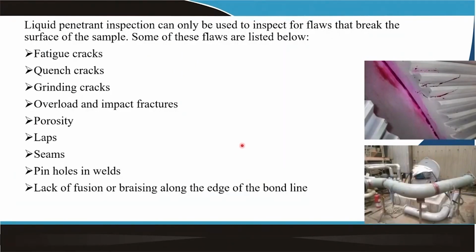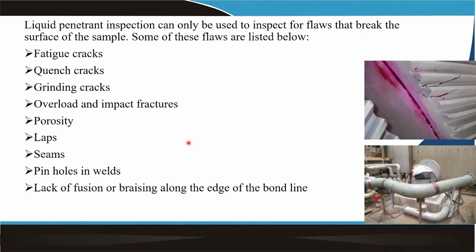Liquid penetrant inspection can be used for inspection of flaws and breaks on the surface of the samples. The flaws that can be determined include fatigue cracks, quench cracks, grinding cracks, overload and impact fractures, porosities, laps, seams, pinholes in welds, or lack of fusion or brazing along the edge of the bond line. Anything like this can be detected by liquid penetrant testing.